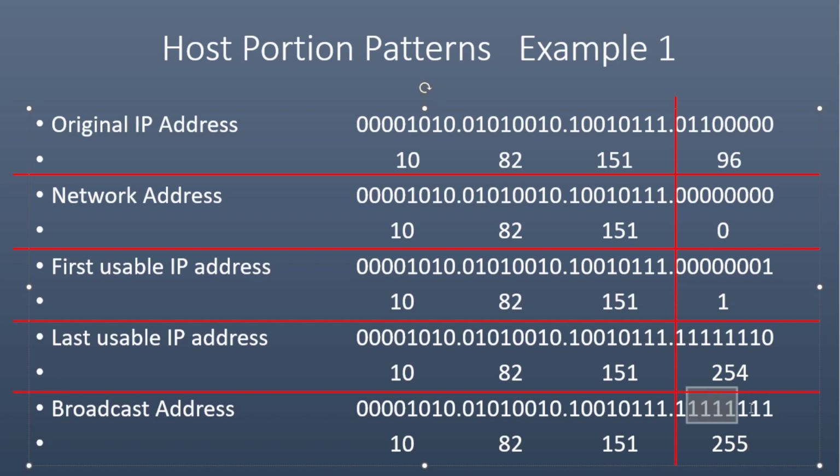Okay, so set the binary, and then convert the number to decimal, and then trust that decimal number. Sometimes you think, oh yeah, 255, that's not in an IP address. Well, yeah, it can be. That is correct. It's a broadcast, but still, that's legit. Okay, so here would be the network address, 10.82.151.0. This would be the first usable IP address, the last usable IP address, and the broadcast.